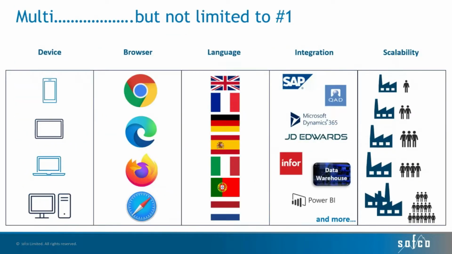We use the word multi quite a bit with Sofco. It is multi-device and browser-based, as we've mentioned already. The system comes in multiple languages as well, so if you are based in a given country or region, or if you're a global organization where different languages are used in different regions around the world.